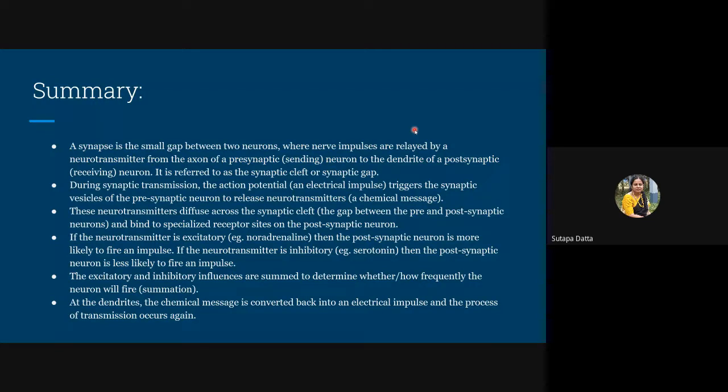At the dendrites, the chemical message is converted back into an electrical impulse, and the process of transmission occurs again. So whenever any stimulus arrives at the presynaptic membrane, and it releases an excitatory neurotransmitter, that will be conveyed to the postsynaptic membrane, and there will be generation of an action potential. Accordingly, the postsynaptic membrane will take action.